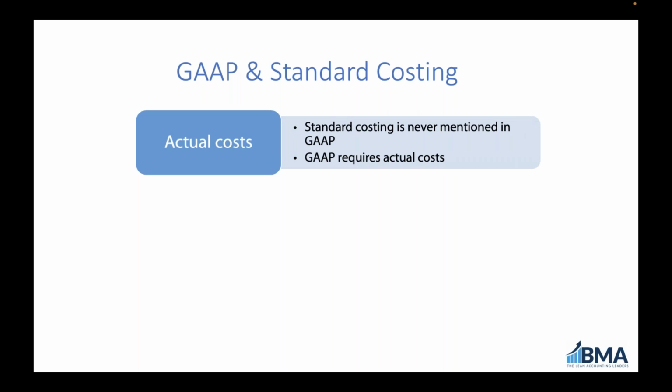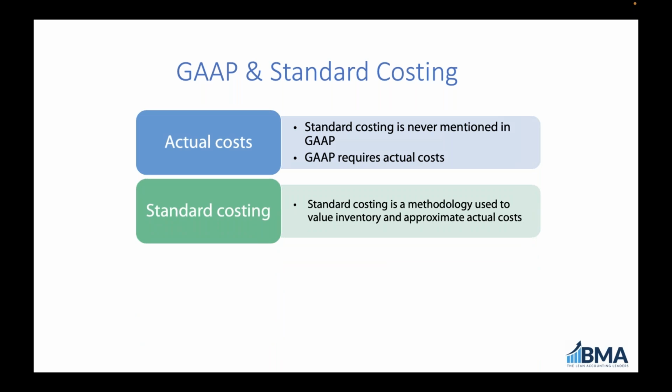Okay, so wrapping this up, GAAP and standard costing. GAAP says inventory must be valued at cost. Now, GAAP never states that standard costing is an inventory valuation methodology. It says LIFO, FIFO, average cost, specific identification. And so that is sort of a myth, that, oh, we have to use standard costing because it's GAAP. No, that's not true. And it never says it.